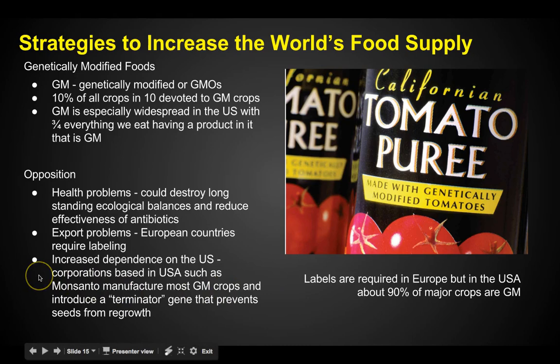And then, along with GM, there's the increased dependence on U.S. corporations, such as Monsanto, who manufactures the most GM crops. They even created a terminator gene that prevents seed from regrowth, meaning if you're a poor farmer in Mexico and you buy seeds, you would think that you could plant them, take care of your crops, and use the seeds from those crops to regrow for next year. No. A lot of corporations like Monsanto created terminator seeds where you have to go back to Monsanto every single year and buy your seeds. You cannot use your own seeds. That's just a way of making money.